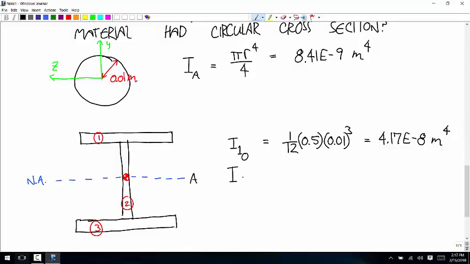So now to calculate the area moment of inertia of rectangle 1 about A, that's 4.17 times 10 to the minus 8, plus the area of the shape times the distance squared from this O to A. And if you add all that together, you get 3.25 times 10 to the minus 4th.